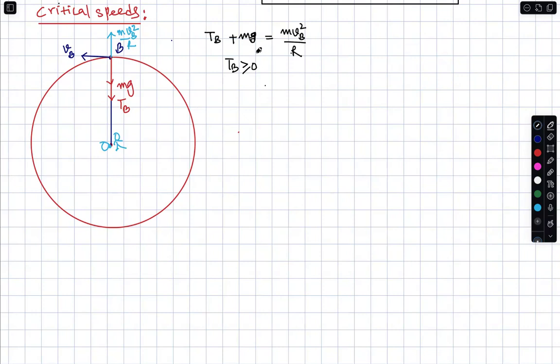This is satisfied. Yes, it's in a circular path. Tension is 0. How? What is the condition for a circular path? There should be some force that changes the direction of the path. If there is no tension, what is changing the direction of the path? Tell me.